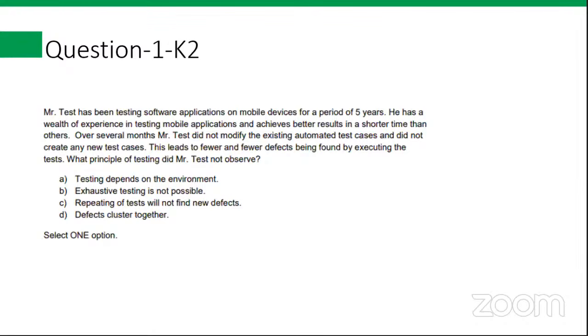So, this is something you would have definitely experienced in your testing career. And as you see, this is a very easy question. All you have to do is just read it slowly, take it slowly, and then you'll definitely get the answer. So, the correct option is option C, that is, repeating of test will not find new defects. So, this is a question from the first chapter, and now we'll move on.